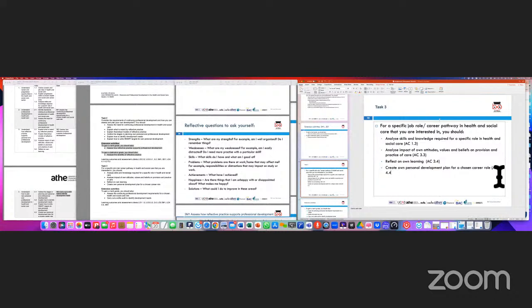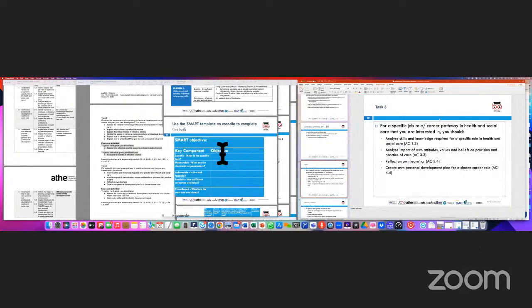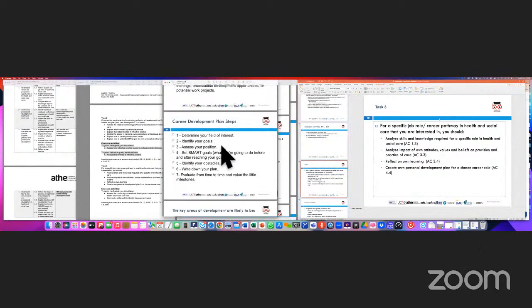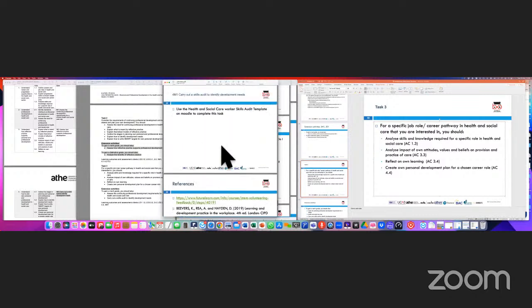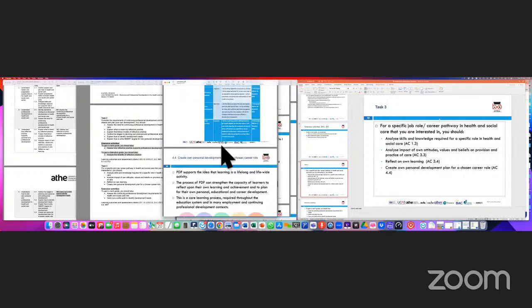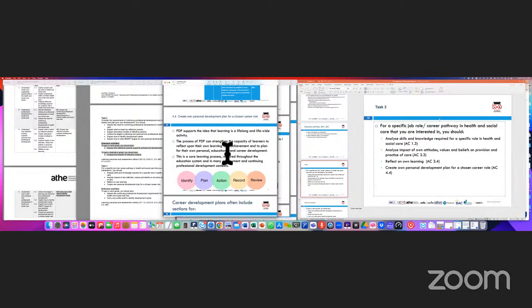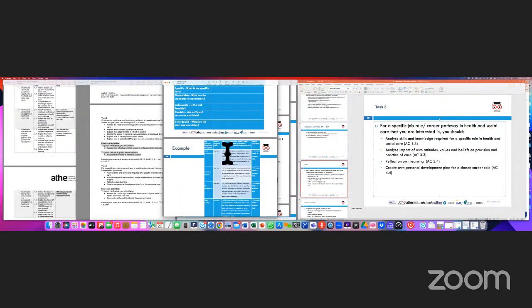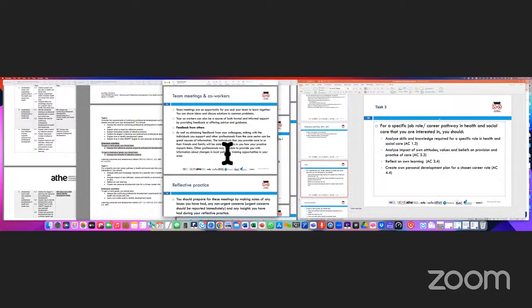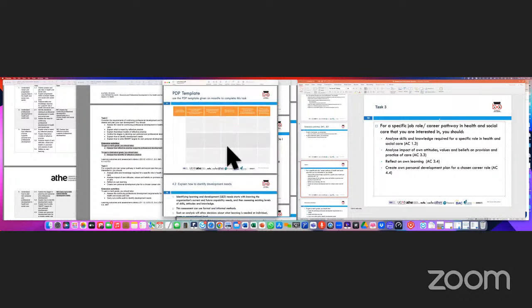So here is where you would need to use this particular template, which I put in for CPD. And that particular template for CPD essentially allows you to develop what is called your personal development plan. Now, when we talk about the personal development plan, there is a Word template that I put in on Moodle, and that Word template can also be used.